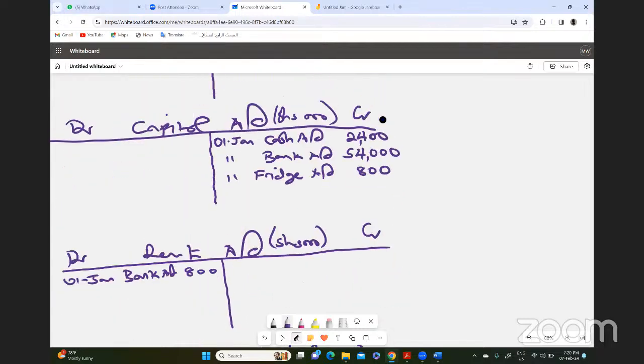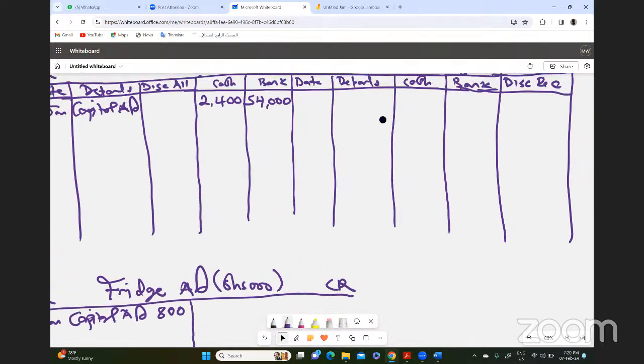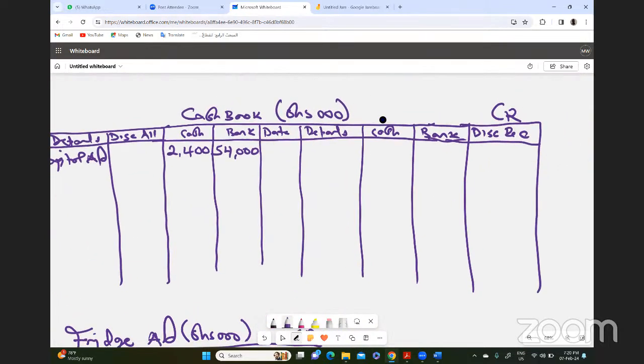So let's go to our cash book. On 1st of January, we are going to credit it first of all with the rent account, not so? And then prepaid rent. And I'm putting it under the bank column, isn't it? Yes, please.